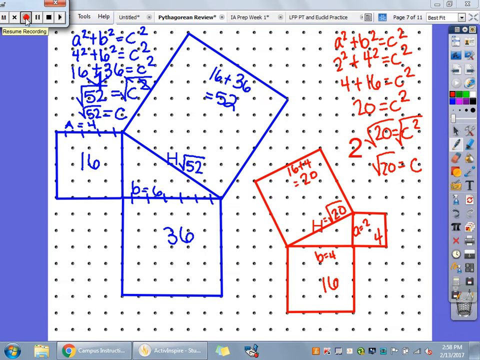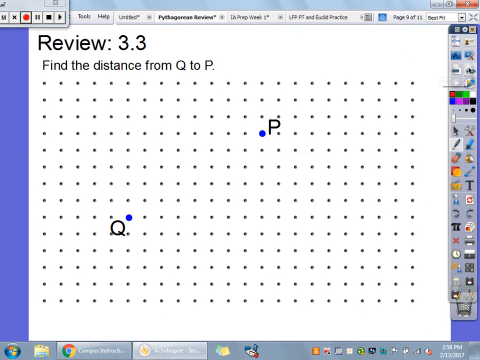Okay, so whichever way you did it, whether you used the Pythagorean theorem or the squares, you should have gotten the square root of 20 for your side length. Okay, finding the distance from one point to the other. Again, basically what you're doing is turning this into a right triangle, and then you're finding your a squared plus b squared equals c squared again.